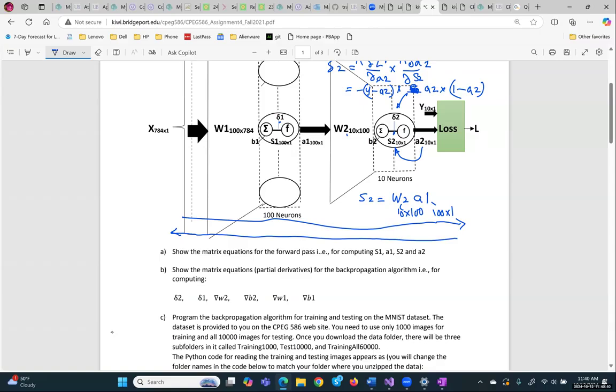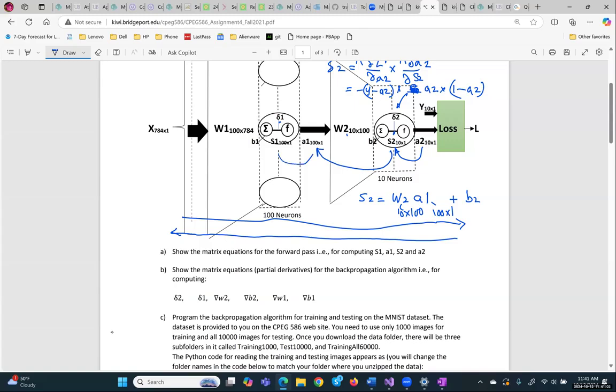100 by 1, right? So can these be multiplied? Sure. So that will give us 10 by 1, right? And of course, plus which one? B2. Okay. So now to go from here to here.